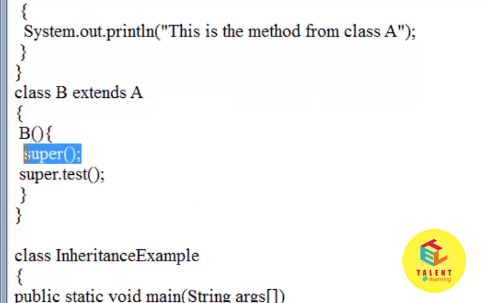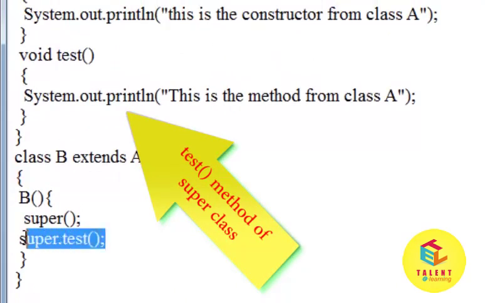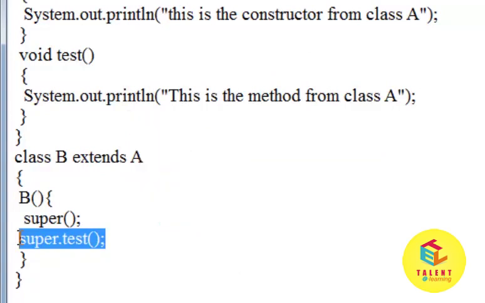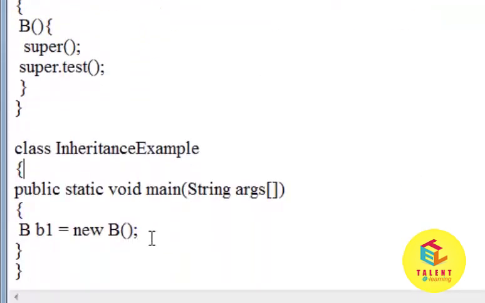Here we have used the super keyword to call the constructor of class A, which means we should write super in the first line of the constructor of the subclass. Here this is super.test to call the test method of the superclass. Now this is our main class. We have just created the b1 object of class B. Now let's check the output.